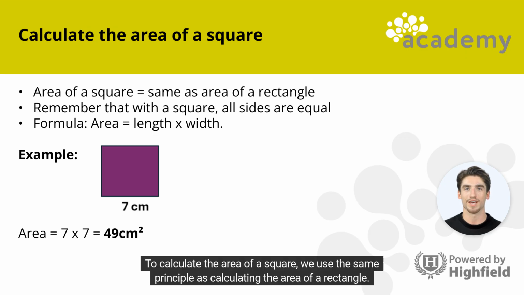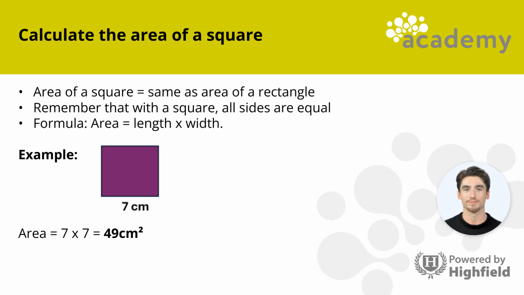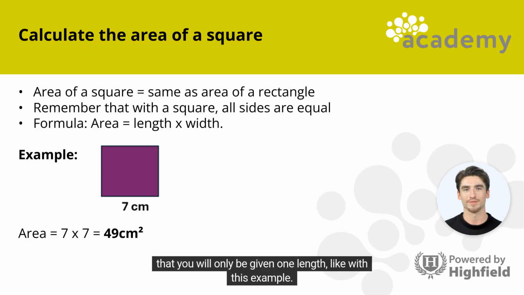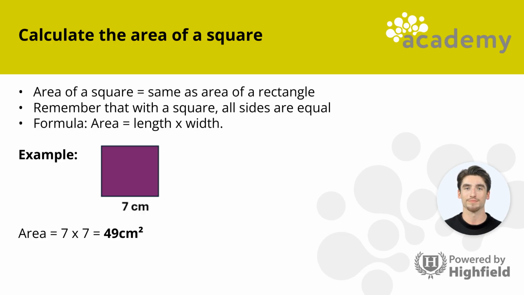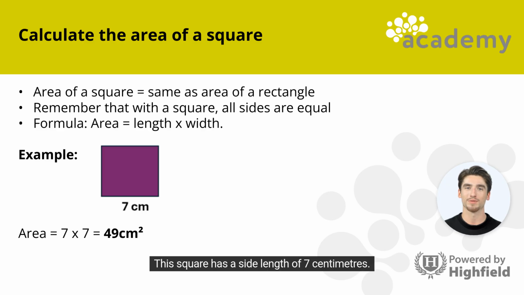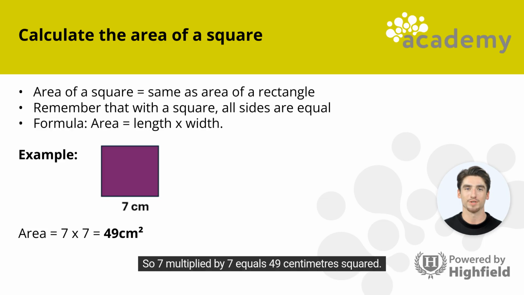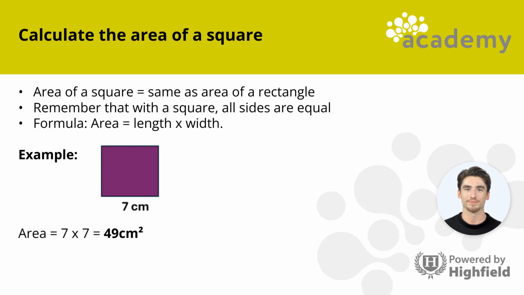To calculate the area of a square, we use the same principle as calculating the area of a rectangle. The only difference is that in a question asking you to calculate the area of a square, it is likely that you will only be given one length, like with this example. This square has a side length of 7 centimeters. Because we know that all sides are the same length, we know that the length and the width are both 7 centimeters. So 7 multiplied by 7 equals 49 centimeters squared.